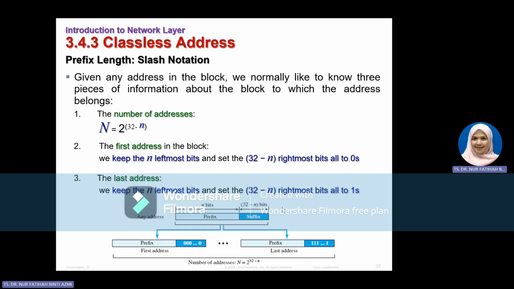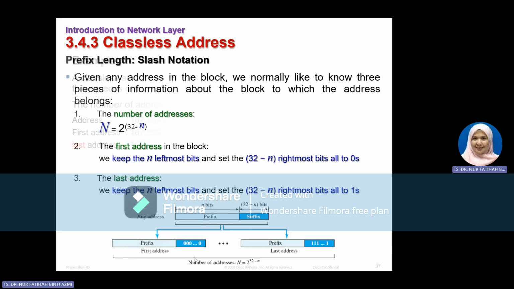Then we have the last address. You keep the first n bits, and this time set the remaining 32 minus n bits to ones. This will give you the broadcast address, the last IP in the block, which we use for broadcasting to all devices.